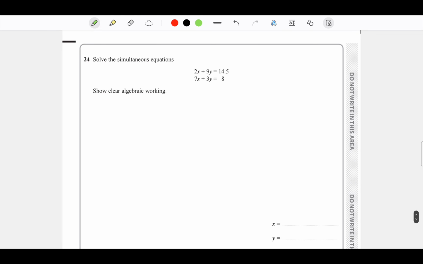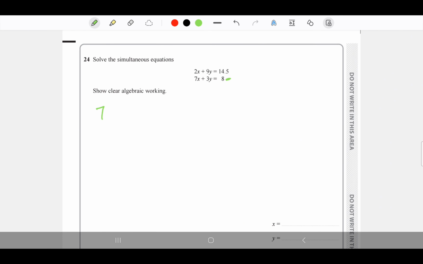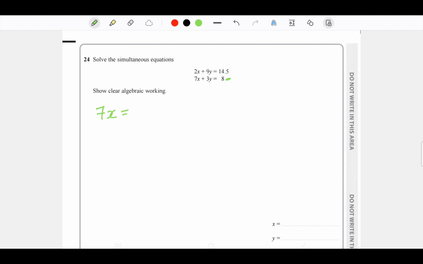24. Solve the simultaneous equation. Show clear algebraic working. Right, so this is one of my favorite questions. It's super easy to do. It's just basic algebra. First of all, we're going to find out either x or y. I'm going to choose x. So I'm going to choose the second equation, 7x plus 3y equals 8.